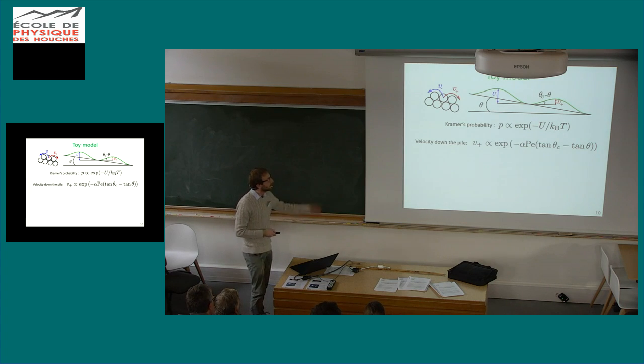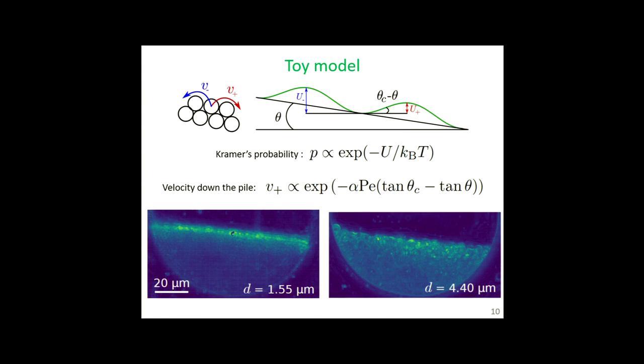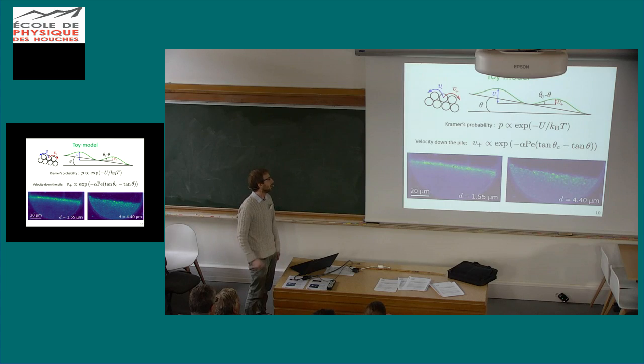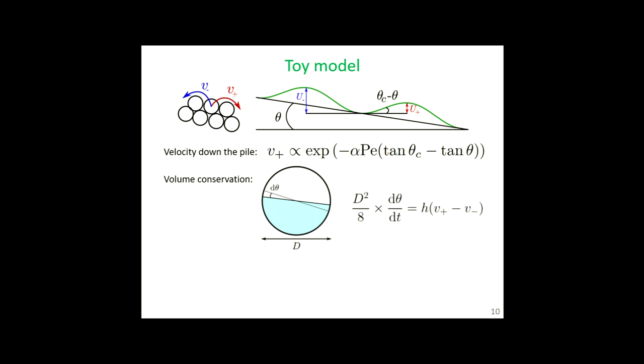And so this very simple model is more or less inspired by the fact that if you do image correlation between images of the pile that is flowing, you see that it's mostly the first layer of grains that are moving. So we believe that it is not too crazy to consider that it's only the particles at the top that move. Then we just have to add a volume conservation.